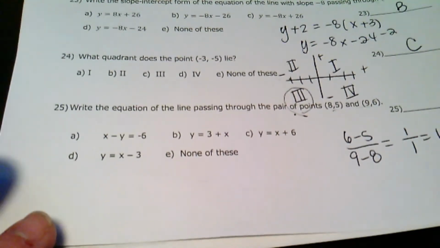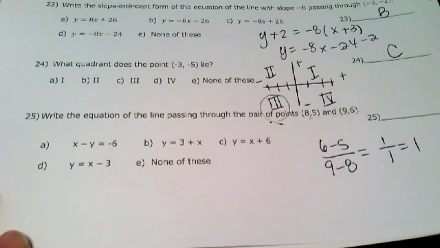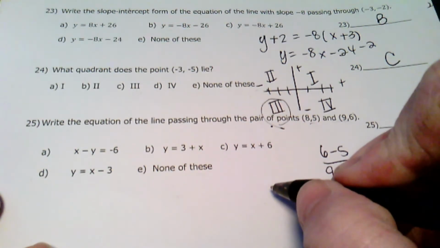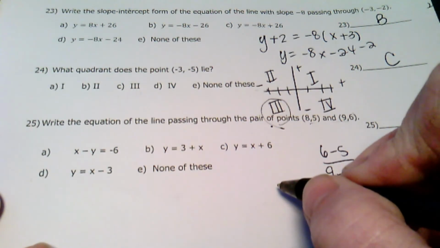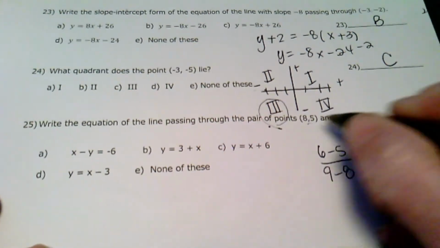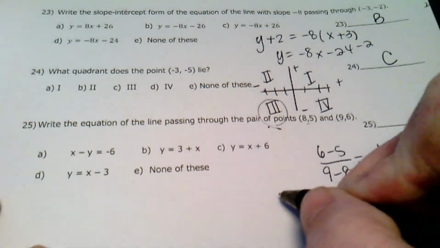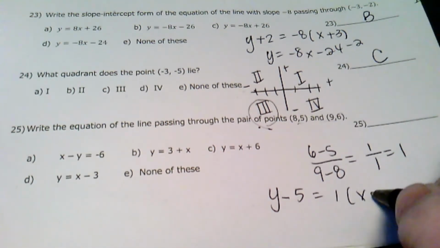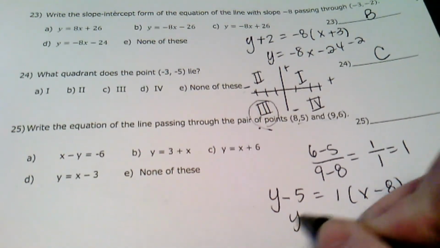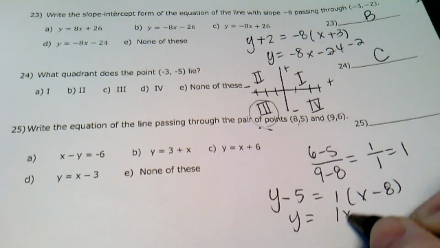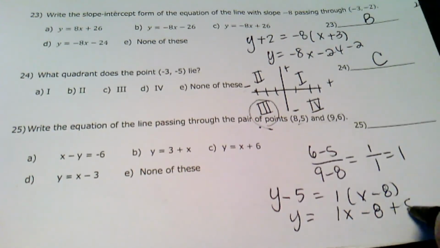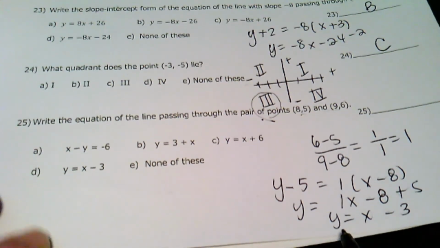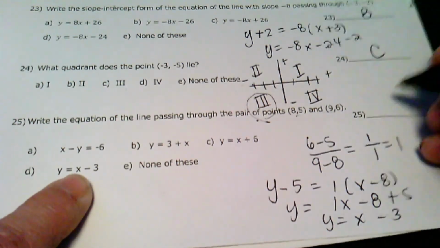So we know our slope is 1, and it doesn't matter which point you use. We just want to simplify it though. Y take away 5 equals 1, x take away 8, y equals 1x minus 8 plus 5. So we have y equals x minus 3 right there.